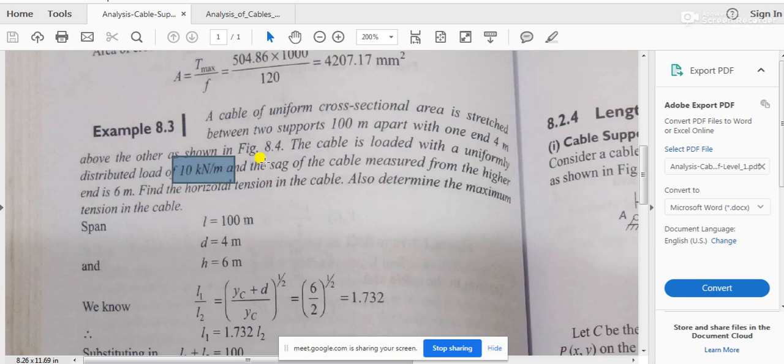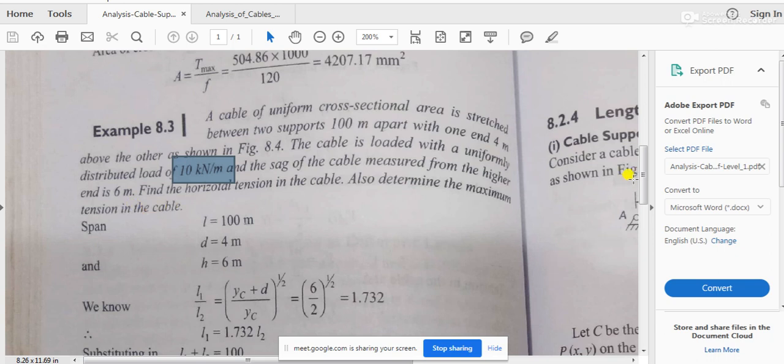Okay, and the sag of the cable measured from the higher end is 6 meter. That means one support is at the higher level and the other support is at the lower level. So the sag of the cable means that from the upper support level, the bottommost portion of the cable is at a depth of 6 meter. So it is basically the depth of the cable from the higher support. Now from this problem you will have to find the horizontal tension in the cable. Also determine the maximum tension in the cable.